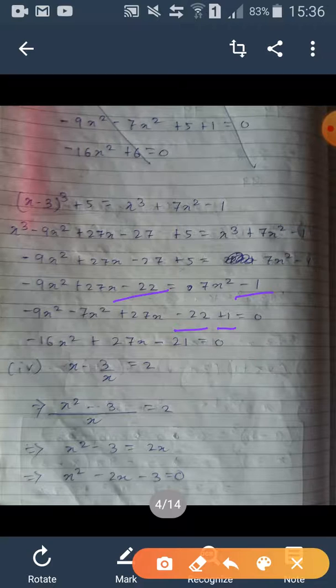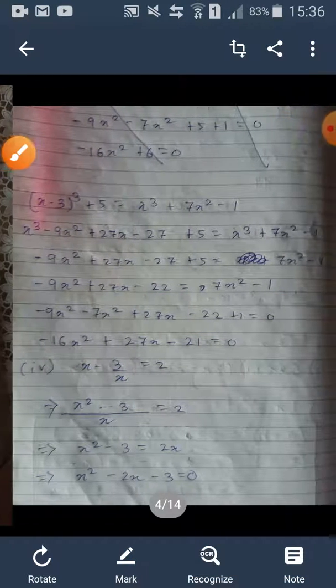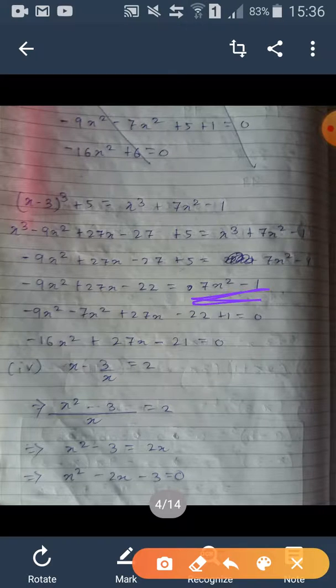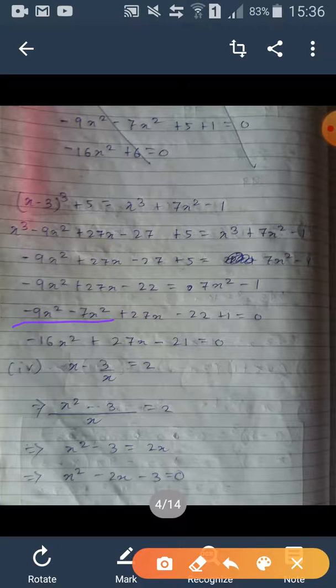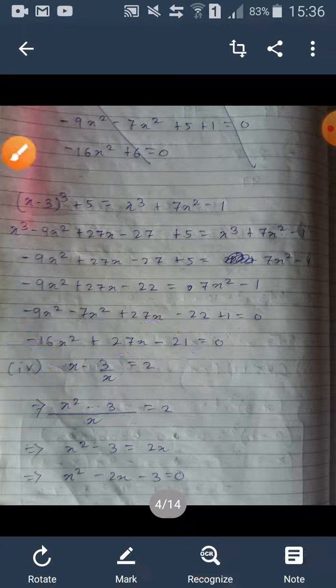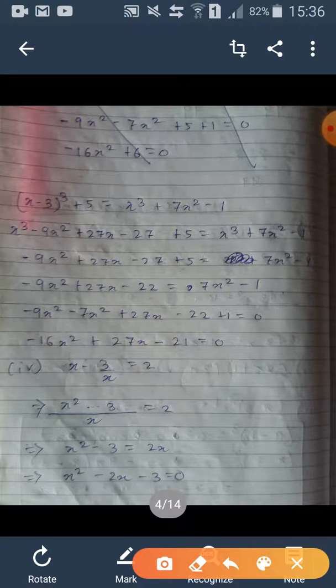So finally everything is equal to 0 because we have emptied the right hand side, so it is 0. Now minus 9x square minus 7x square is minus 16x square. Plus 27x we write down as plus 27x, and minus 22 plus 1 is minus 21. So finally we get our final equation.